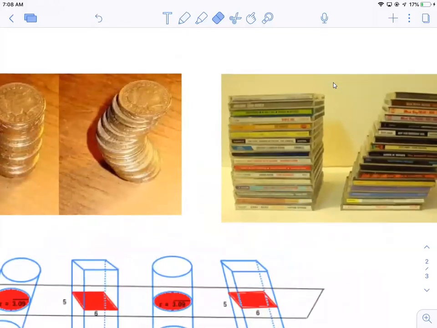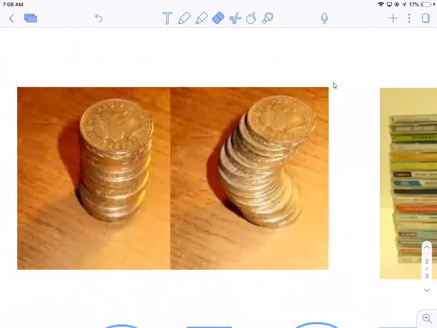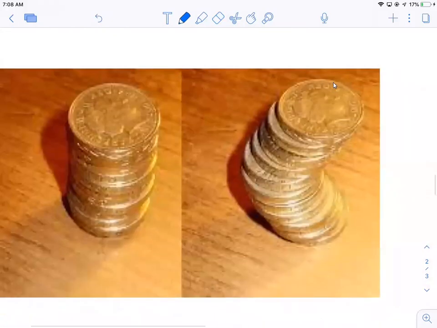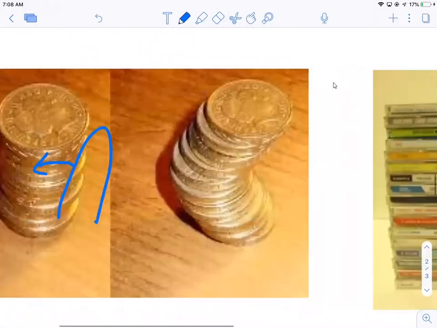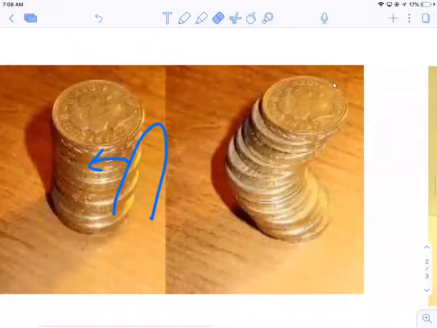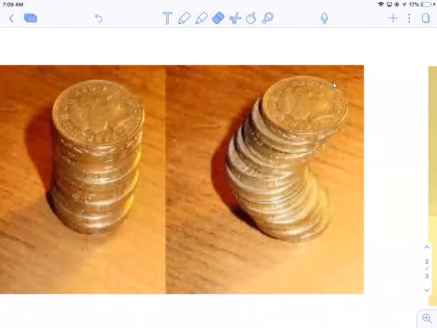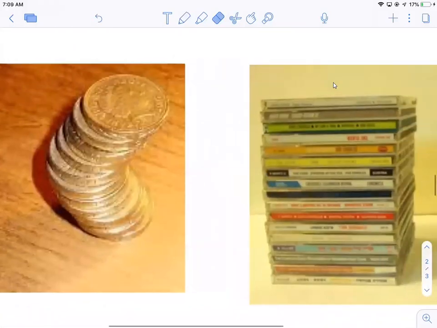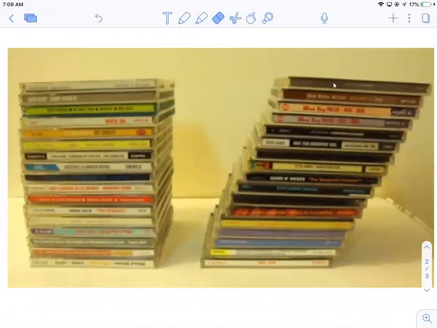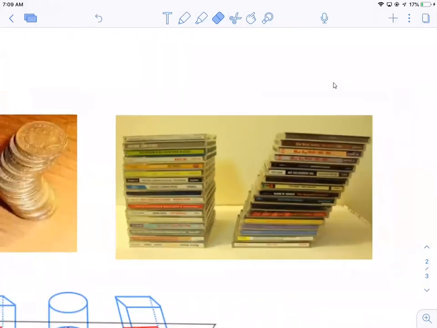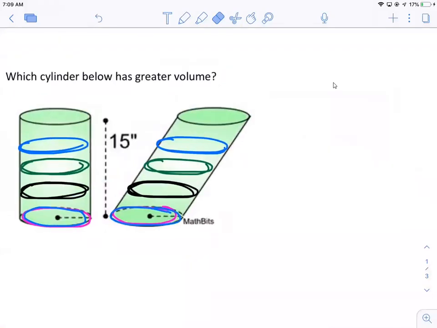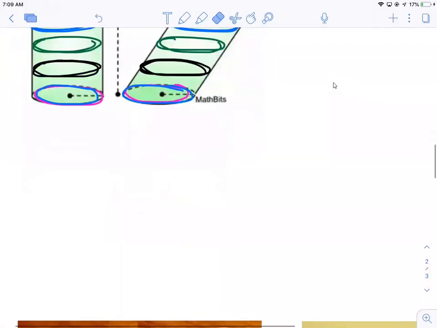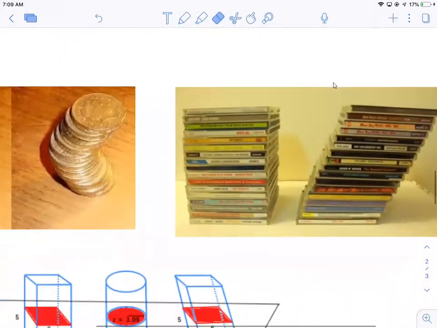So here are some objects in real life that might make it simpler to visualize, right? If we have a stack of coins, you can put your finger here and push the coins over a little bit, and it might end up looking like this. But those volumes, of course, are the same. You have the same number of coins, right? The volume of each coin is consistent. Same thing with a stack of CDs, right? This is kind of exactly like our example over here, where we just push the stack of CDs over a little bit. Volumes are going to be the same.